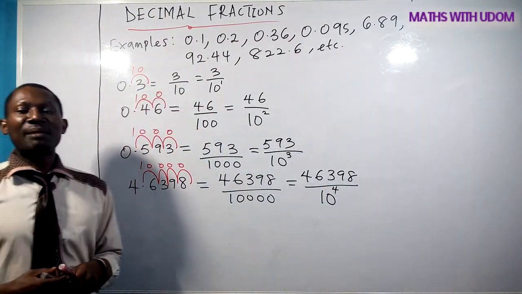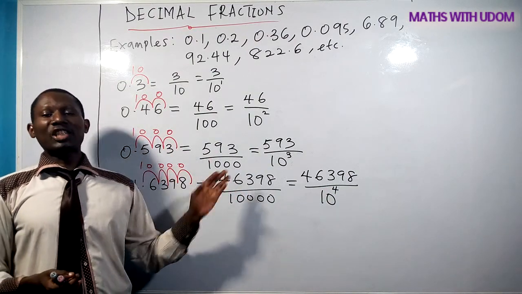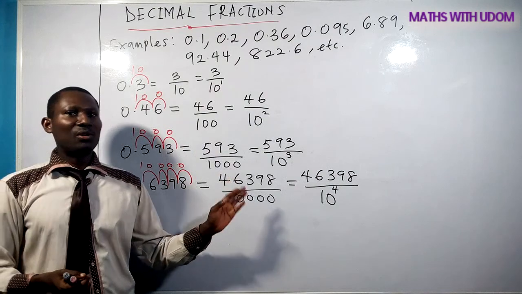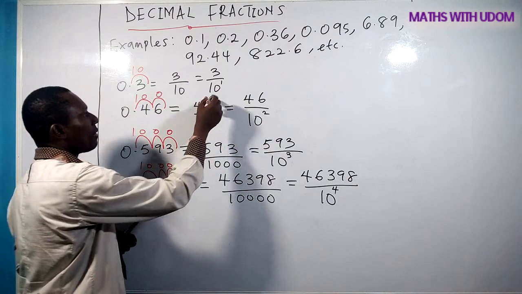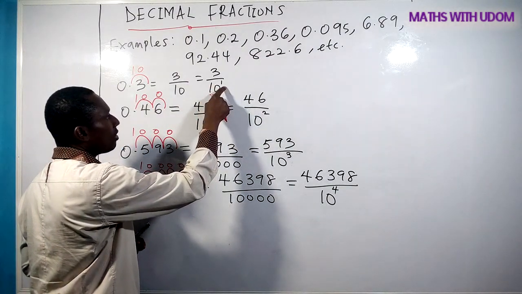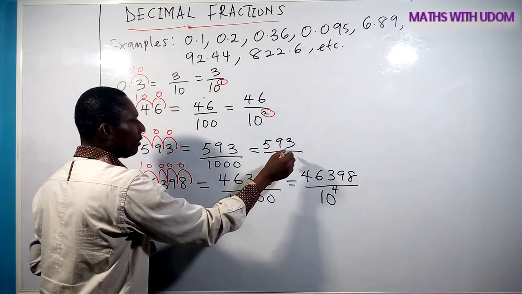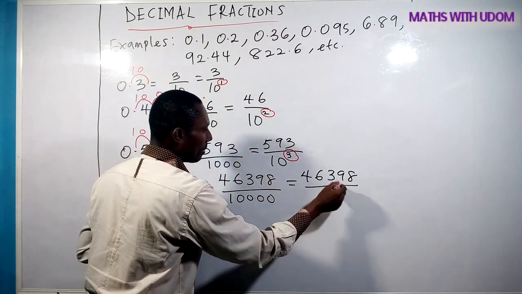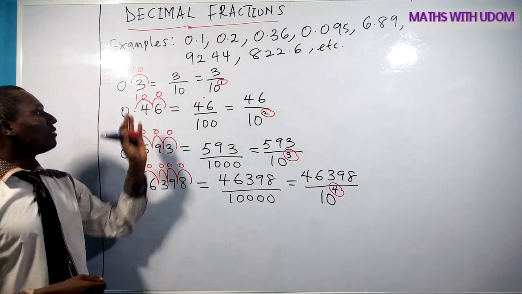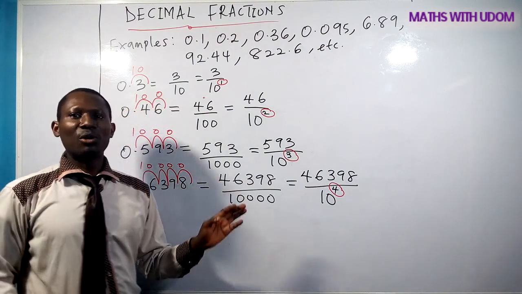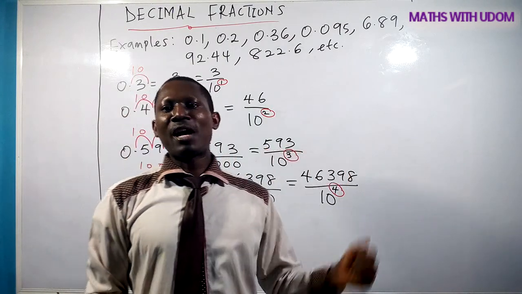So any decimal number can be expressed as a fraction that has a denominator with the power of 10. As you can see, they all have denominators that are a power of 10. You can see 10 raised to the power of 1, 10 raised to the power of 1, 10 raised to the power of 2, 10 raised to the power of 3, and 10 raised to the power of 4. Okay? So all these are examples of decimal fractions. And we have tried to ensure that we write their denominators as a power of 10.